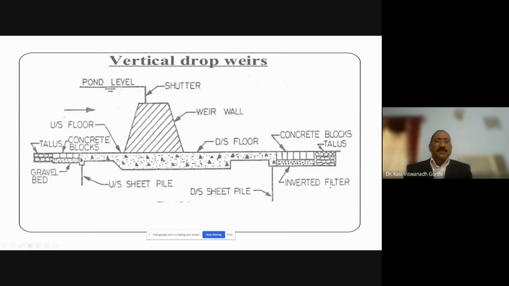After these aprons, the impervious apron portions, we need to provide certain talus portions. So what should be the typical structure of this talus on the upstream and downstream side also we need to see.